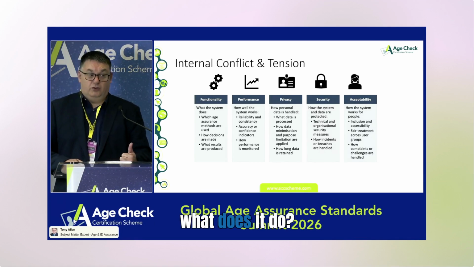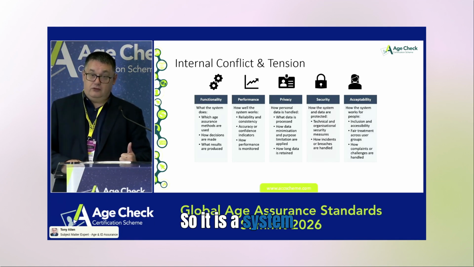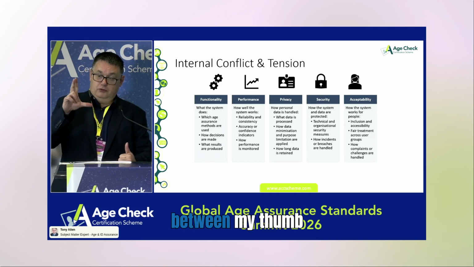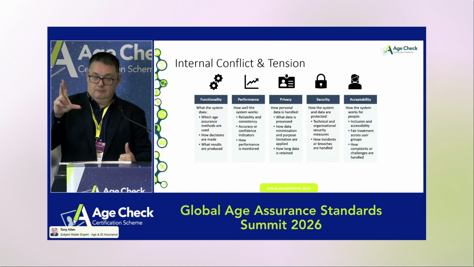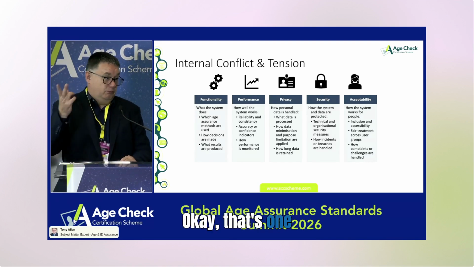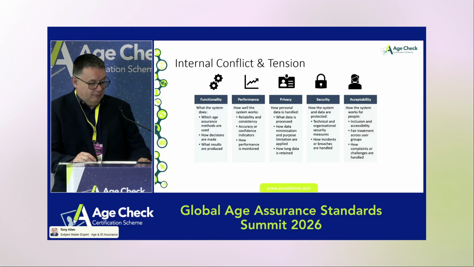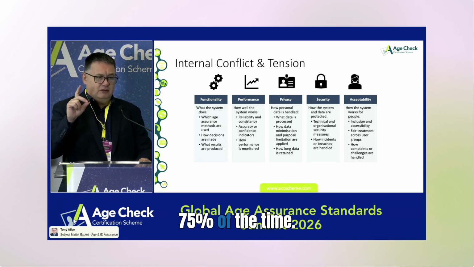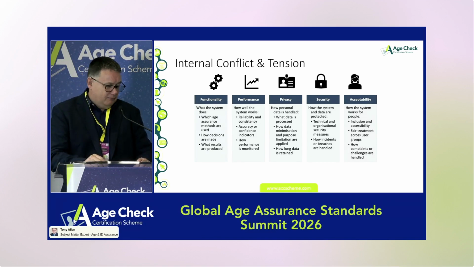Functionality, what does it do? So it is a system which will tell how old I am by the pinch gesture between my thumb and my finger. Okay, that's one type of age assurance. Performance, how well does it do that? Well, it gets that right about 70% of the time, or 75% of the time.